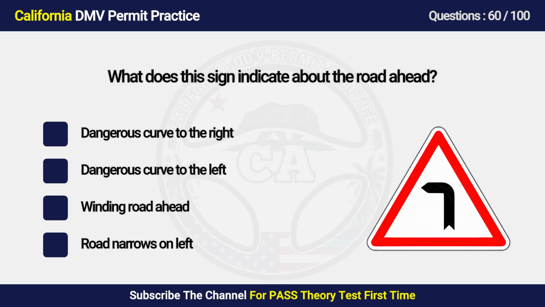A. Dangerous curve to the right. B. Dangerous curve to the left. C. Winding road ahead. D. Road narrows on left.